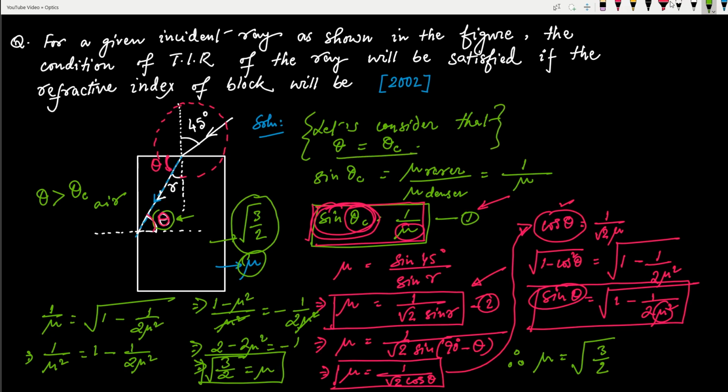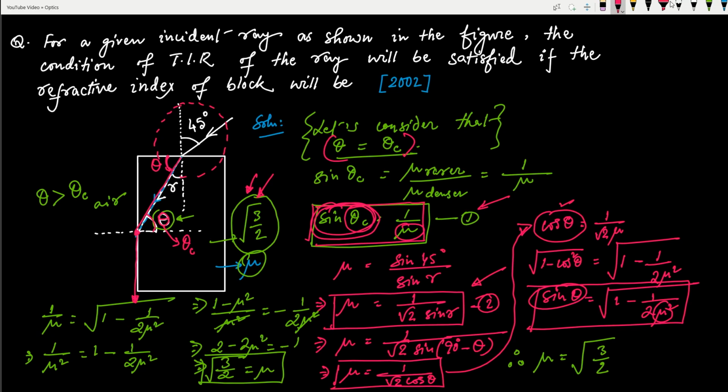That means we are considering that this theta is actually the critical angle at the start. Therefore, if this refractive index is root 3 by 2, then this ray, look at this figure, after refraction will graze through this interface. Why? Because we have taken this theta as theta c, and we got this refractive index. So what will be the refractive index of the material so that this will undergo total internal reflection? Because you can see that this is not total internal reflection.